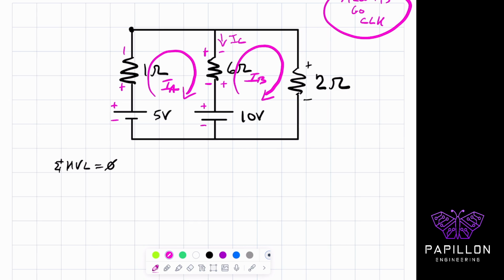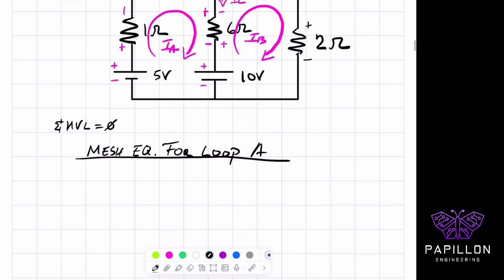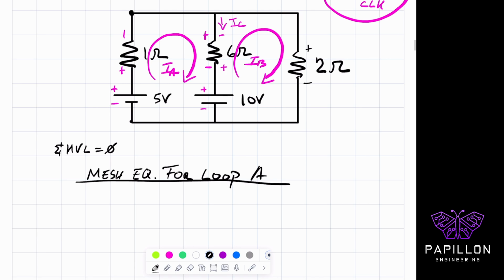Okay, so let's try to understand what's going on. And this is how I recommend we approach this. The first thing that we do, I'm going to write our mesh equation for loop A, that's the left-hand loop. As I mentioned in the previous video as well, I like to identify my corners because it helps me visualize what I'm up to. So each one of these corners here represents our left-hand loop.